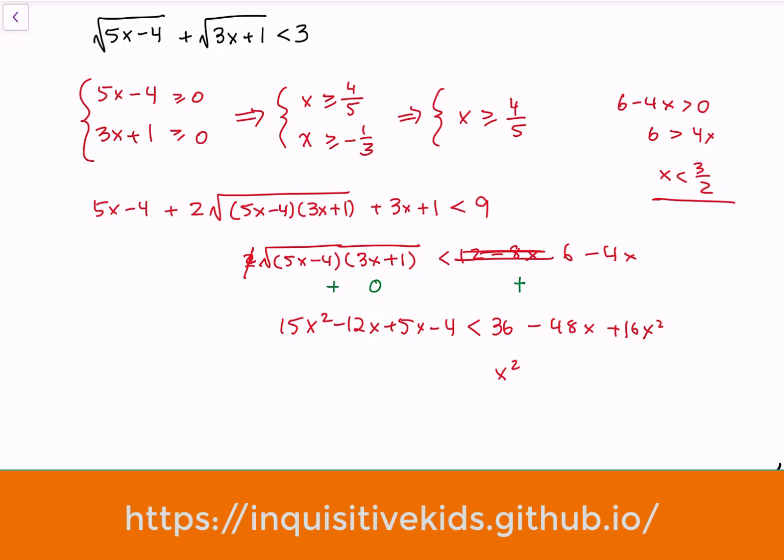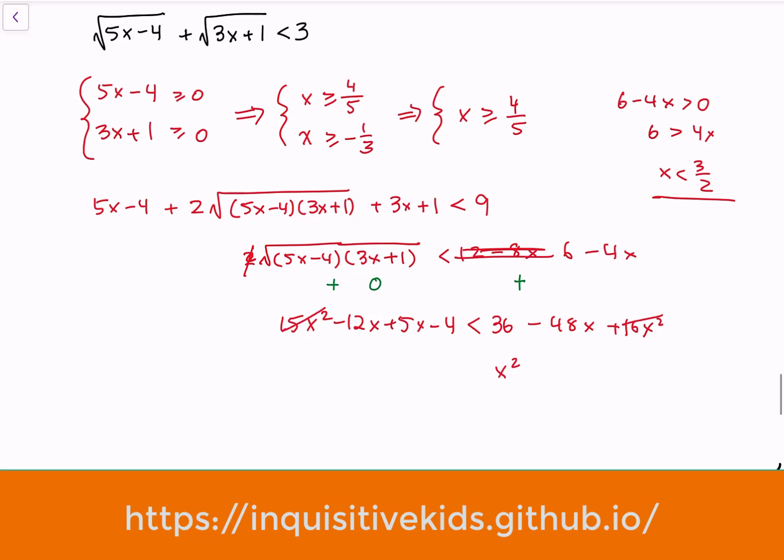x squared, we're going to add 7x on both sides, so we get negative 41x. And then we add 4 on both sides to get plus 40. All this is greater than 0. We can factor, so we have x minus 1 times x minus 40, all this is greater than 0.